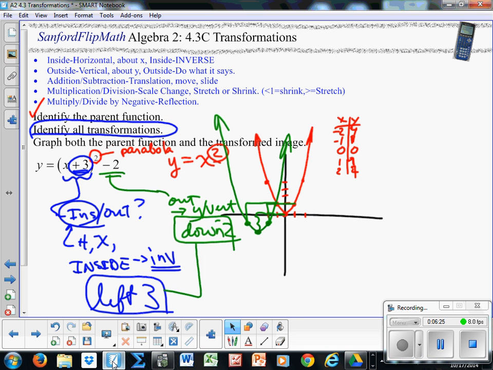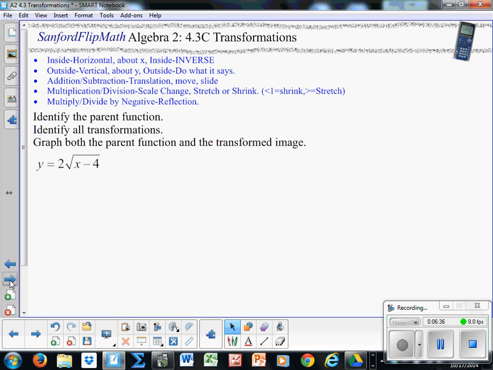So those are the 3 things I needed to do. Identify the transformation. It moved left 3 and down 2. I graphed the parent function, and I graphed the new function, the transformed equation. Okay, all right, let's keep moving. All right, same instructions, just a different parent function.